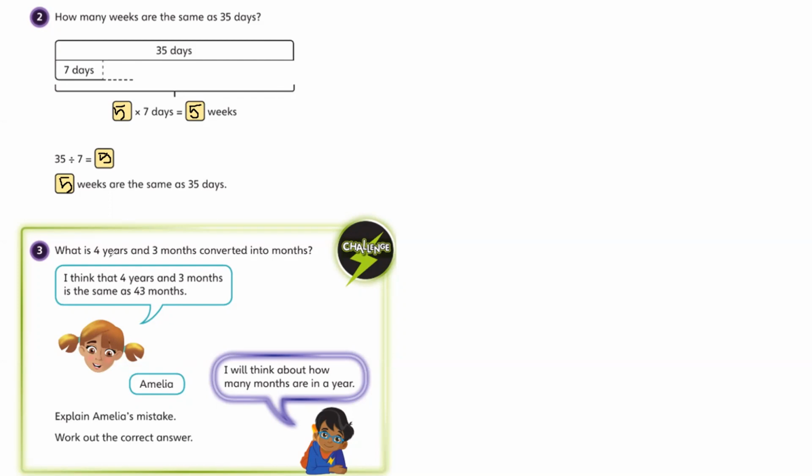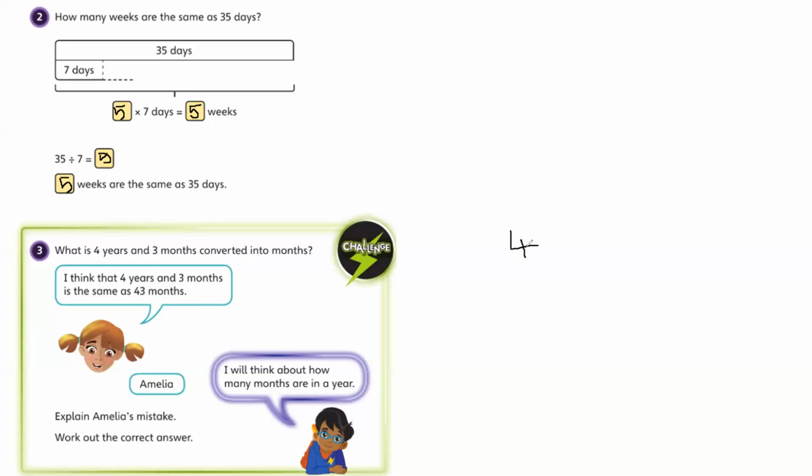Right, this is a really good question. I wonder if you noticed the problem that's gone on straight away here. What is 4 years and 3 months when you convert it all into months? And Amelia here has said, I think that 4 years and 3 months is the same as 43 months. I wonder how many of you are straight away thinking, oh no, Amelia isn't right. So we're going to work it out first, and then we'll see what mistake we think Amelia made.